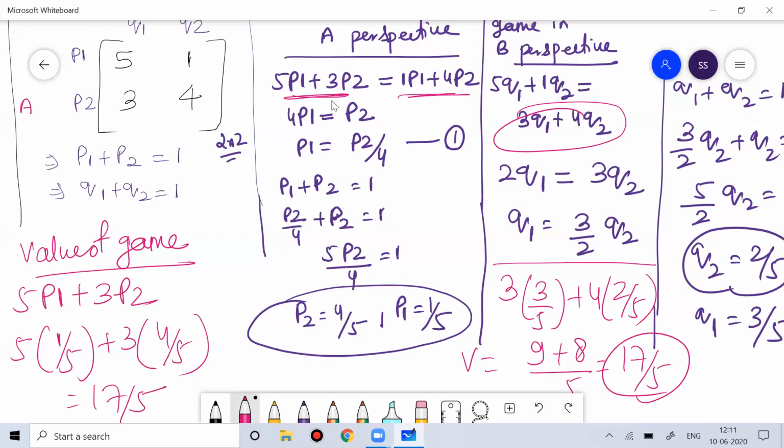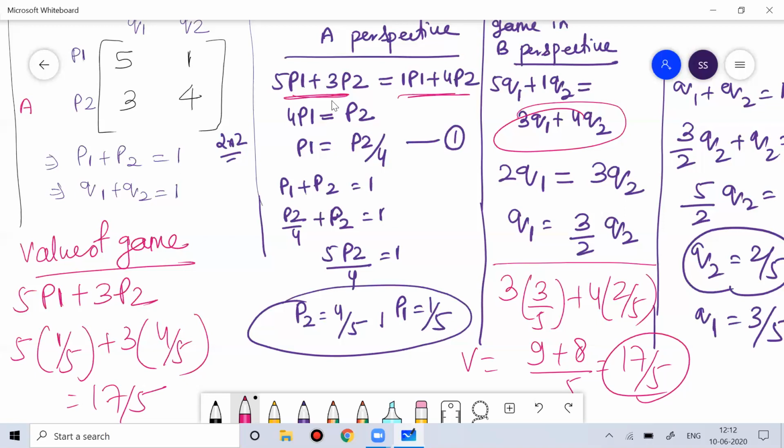The probabilities attached with A are 1 by 5 and 4 by 5. The probabilities attached with B are 3 by 5 and 2 by 5, and the value of the game is 17 by 5.